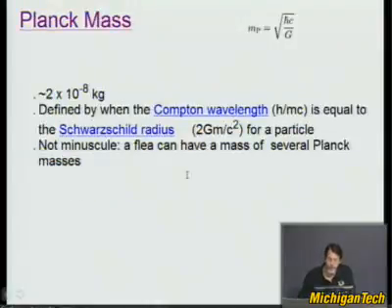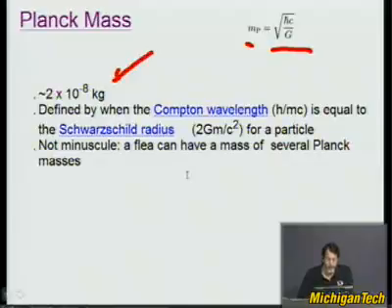Okay, another minimum amount is the Planck mass. So if you take your fundamental constants and move them around, you create something called the Planck mass, which is 2 times 10 to the minus 8th kilograms in more fundamental units. The Planck mass is defined when the Compton wavelength, which is, so you have some mass, an electron, and you say, okay, if we took the mass of that electron and made it all into light energy, what would be the wavelength of that light? That wavelength is the Compton wavelength.